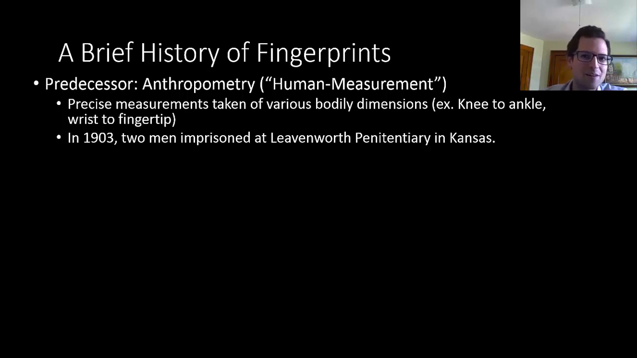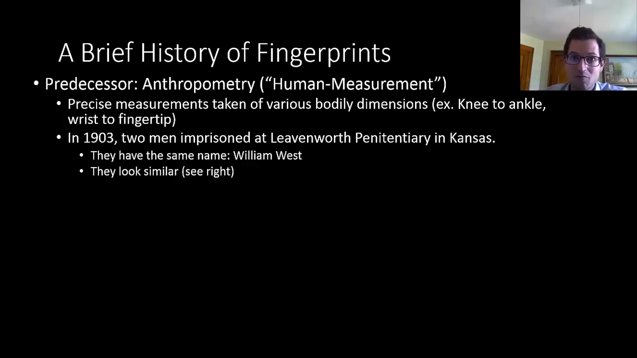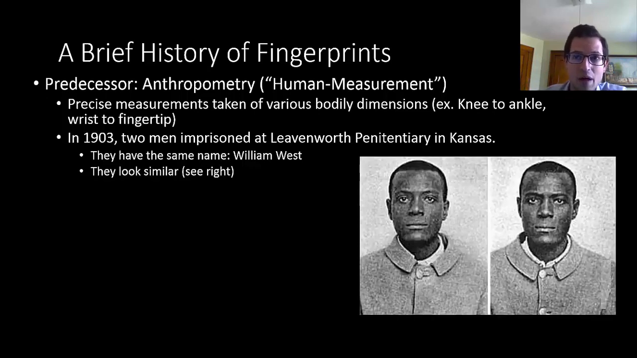And in the United States, there was a case that made folks feel that anthropometry was maybe not a great system. And that was that a man was brought to be imprisoned at Leavenworth Penitentiary in Kansas, and they found that he was already there. So there was a man already there who was named William West, as was the person who was brought there. They looked fairly similar. So here are the two men. Certainly not identical, but there's a similarity.